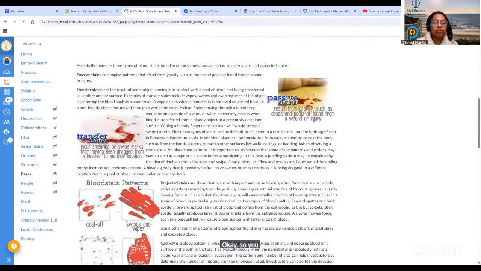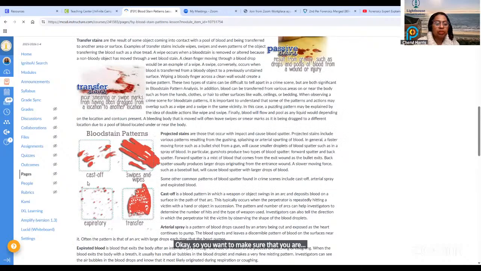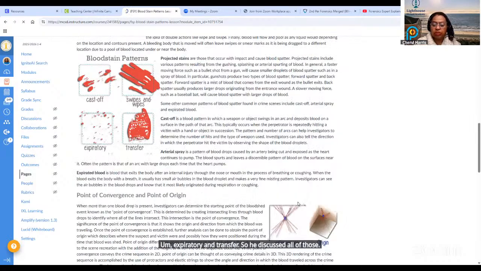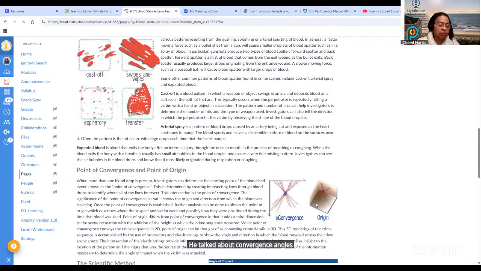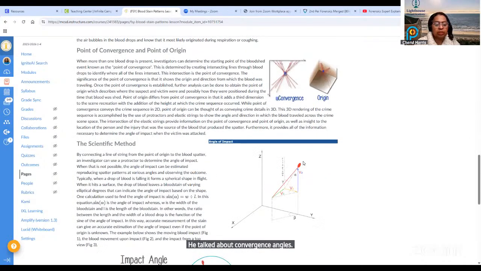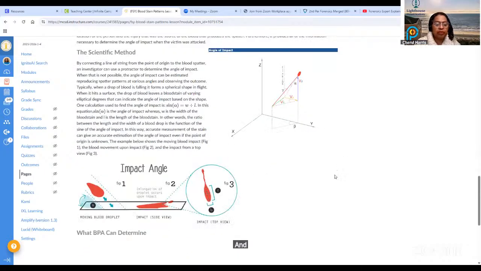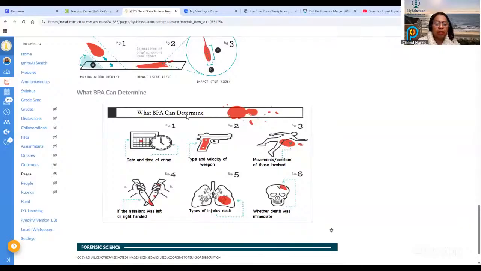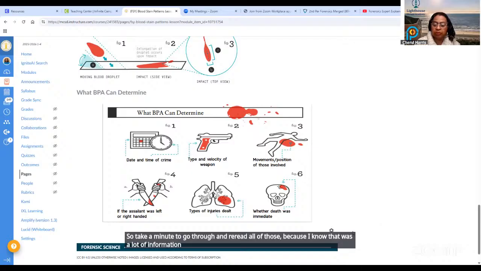Okay, so you want to make sure that you are, so these are the patterns that he mentioned: cast-off, swipe, expiratory, and transfer. He discussed all of those. He talked about convergence angles and angle of impact. All right, so take a minute to go through and reread all of those because I know that was a lot of information.